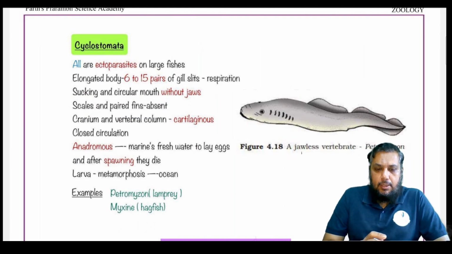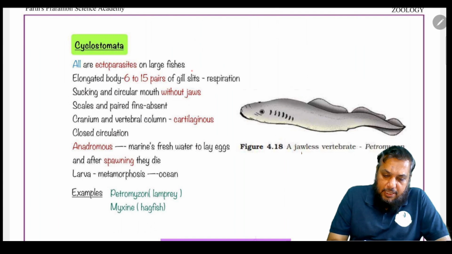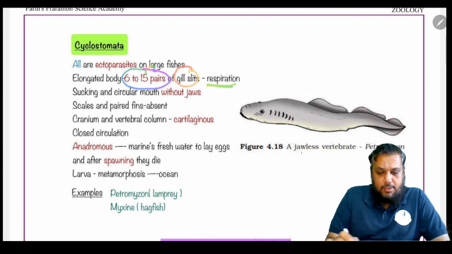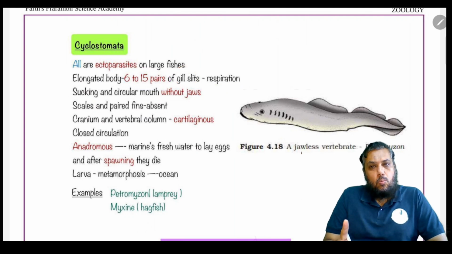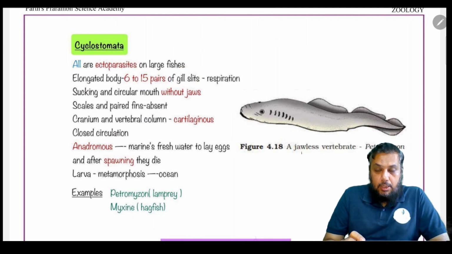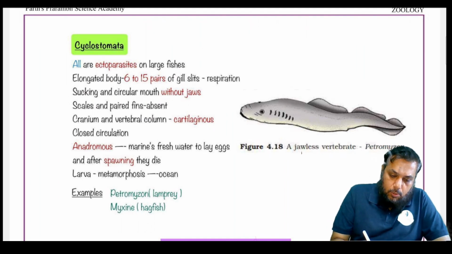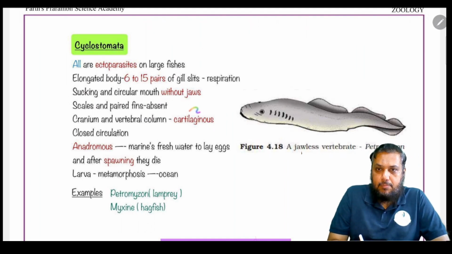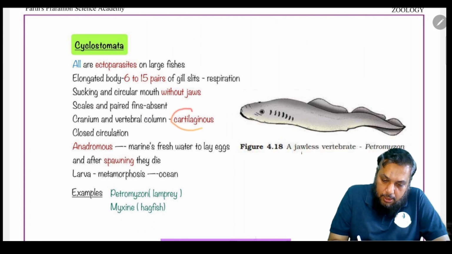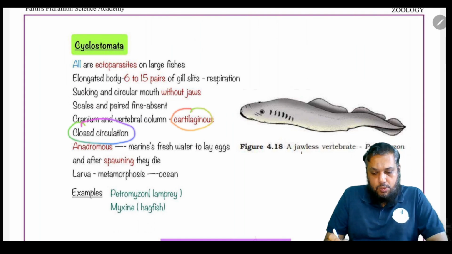Other than that, they show the presence of gill slits which help them in respiration. 6 to 15 pairs of gill slits are present. One more specialty is their notochord is replaced by a vertebral column, and their vertebral column and the cranium, that is the brain box, both are cartilaginous. And they show which type of circulation? Closed circulation.